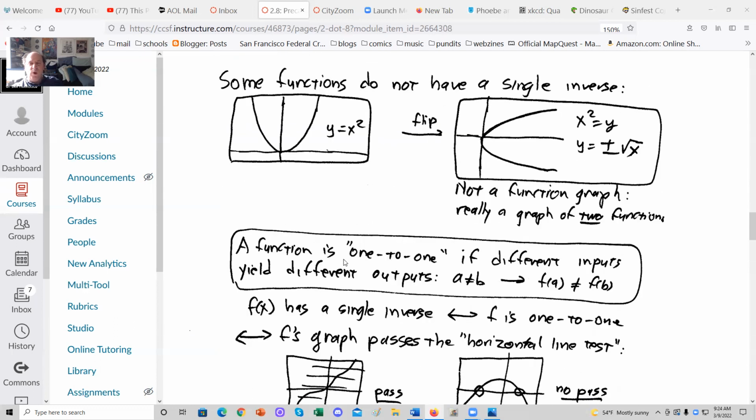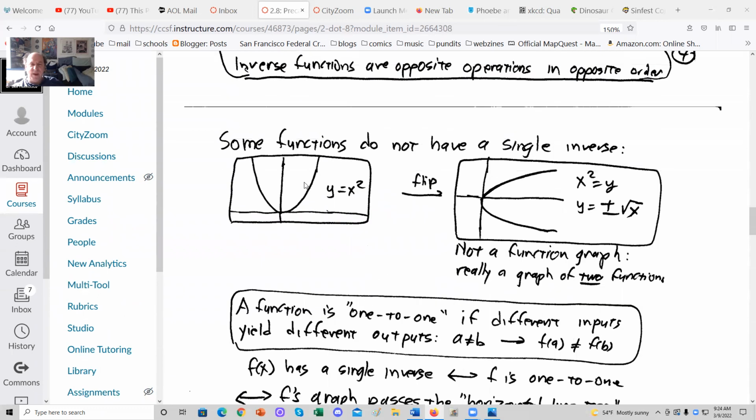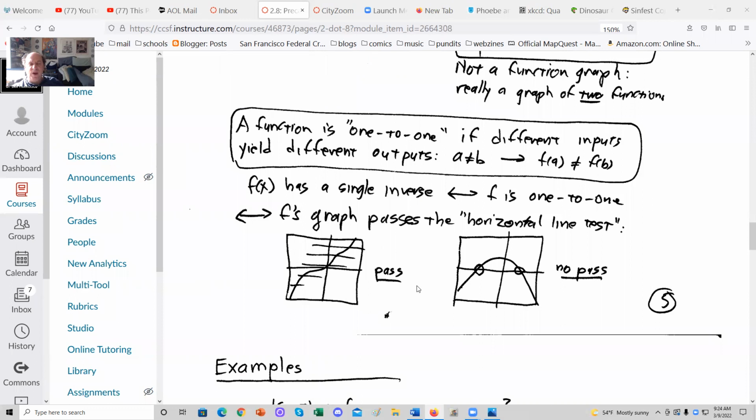We say that a function is one-to-one if different inputs yield different outputs. A not equal to b means f of a does not equal f of b. So as we can see here, this is not a one-to-one function, so it does not have a unique inverse. So f of x has a single inverse if and only if it's one-to-one, if and only if it passes what's called the horizontal line test, meaning that every horizontal line passes through the graph at most once. So this graph passes, but this does not because it passes through the graph twice.